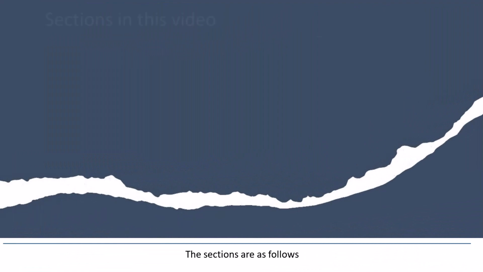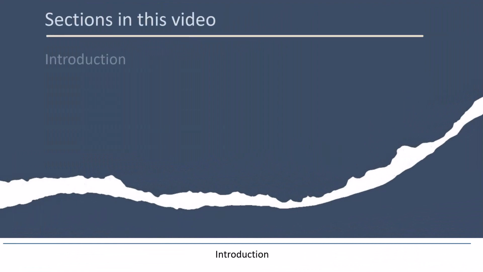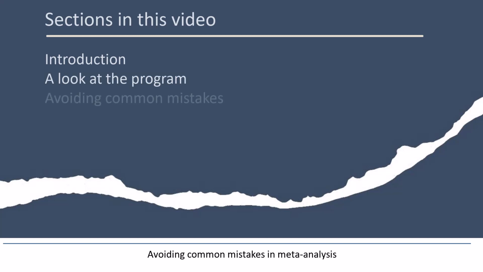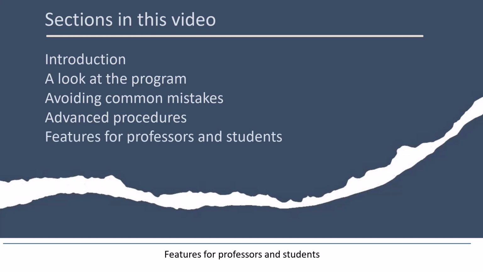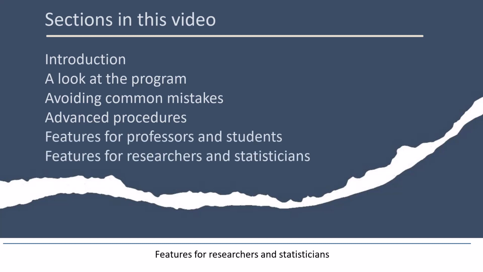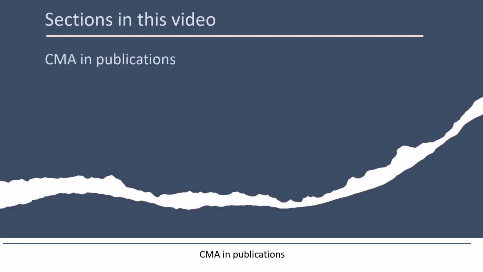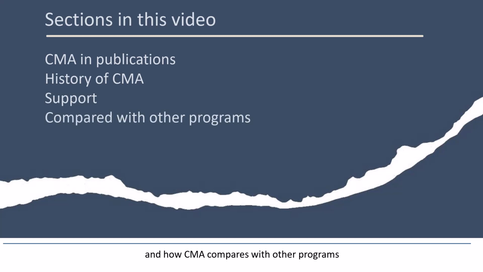The sections are as follows: Introduction, a look at the program, avoiding common mistakes in meta-analysis, advanced procedures in CMA, features for professors and students, features for researchers and statisticians, CMA in publications, a history of CMA, support for CMA, and how CMA compares with other programs.